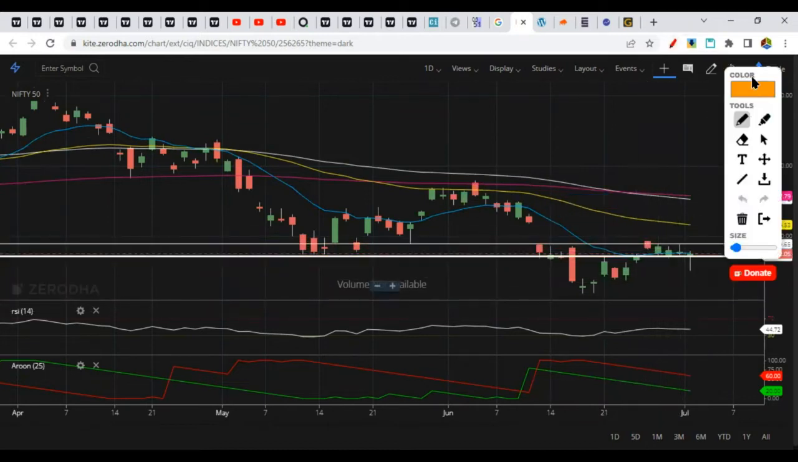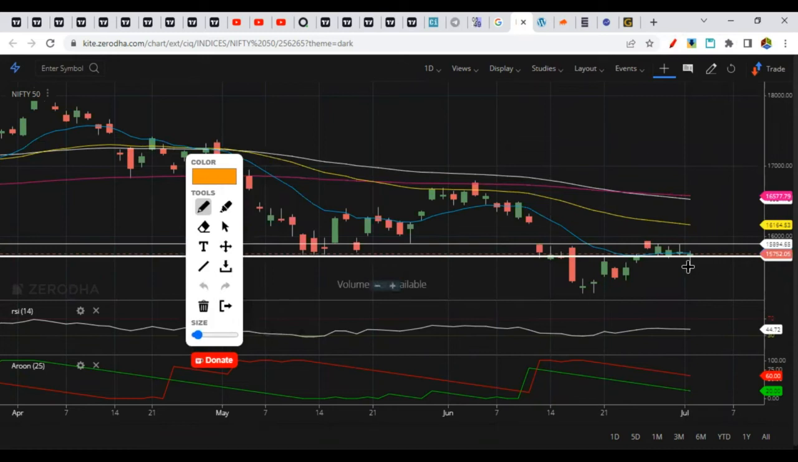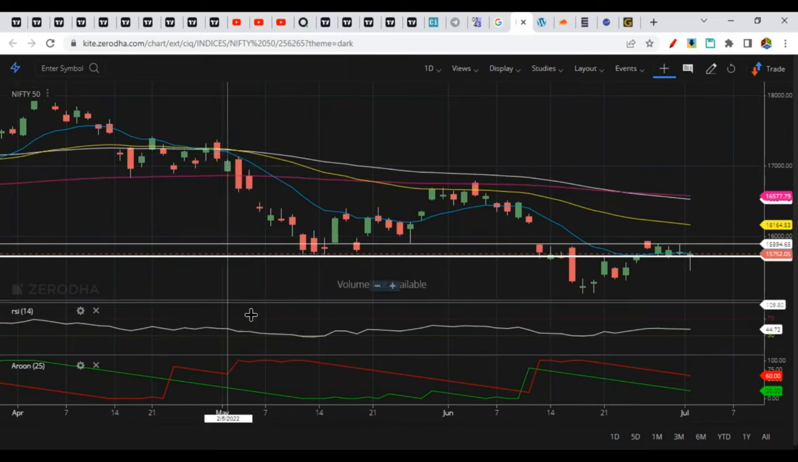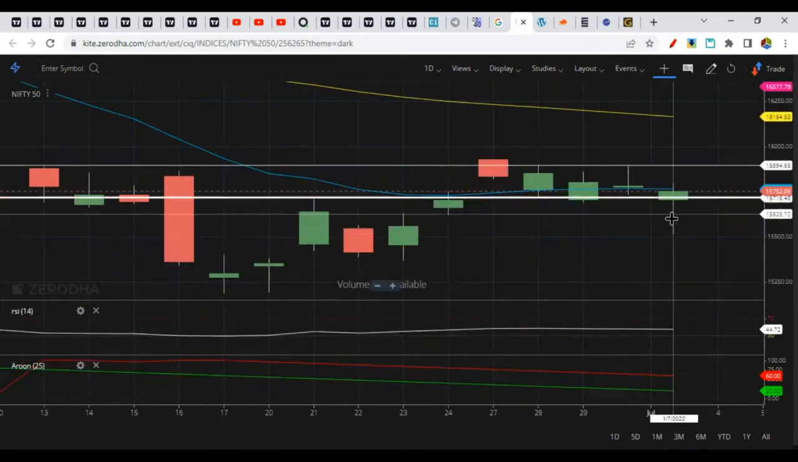Next, the indicators are telling us that we should pull back upwards one more time because of this hammer candle.